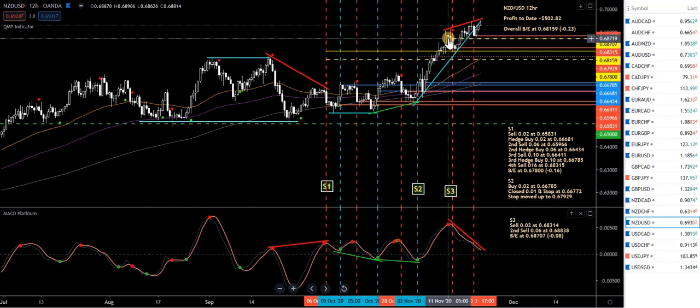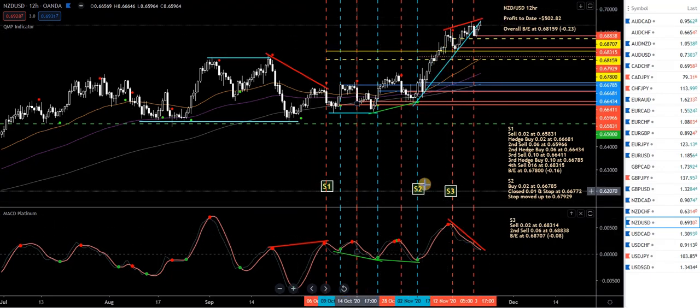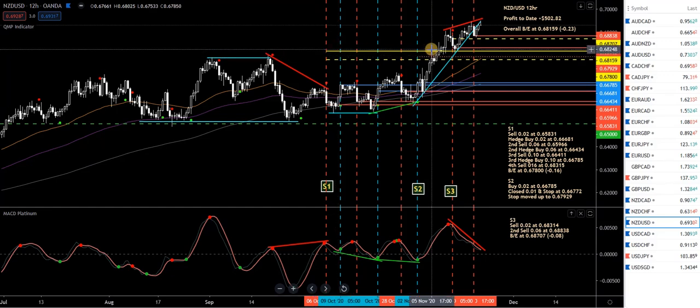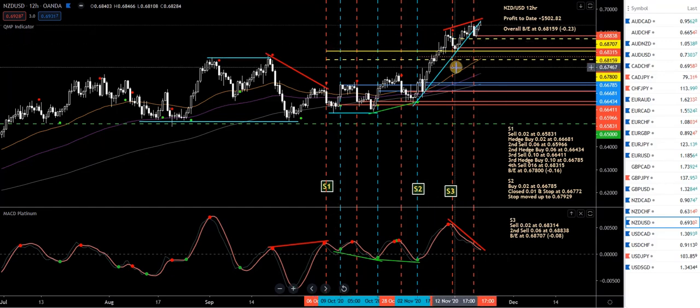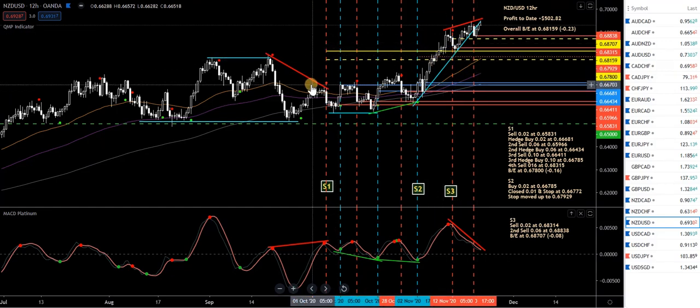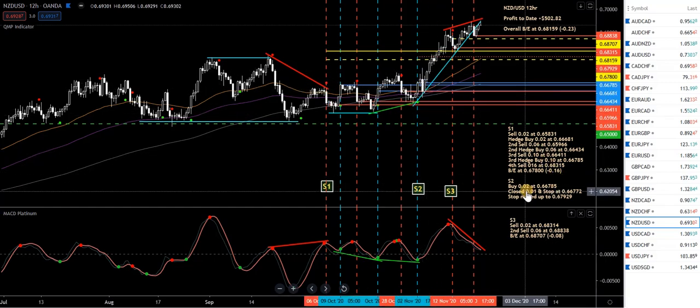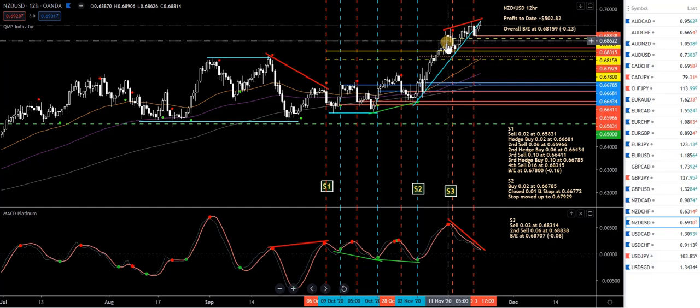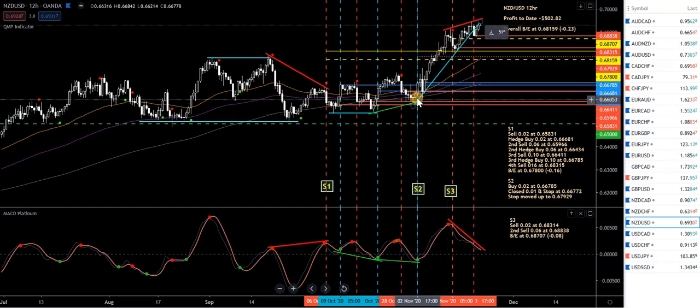New Zealand USD, more divergence, you can see it, 3 sequences. Here's your overall break even, here's your break even for sequence 3, here's your break even for sequence 1. Sequence 2 is a buy, stop, so I'm locking in profit. Sequence 2 is this one in here, buys there, stops there, all good.